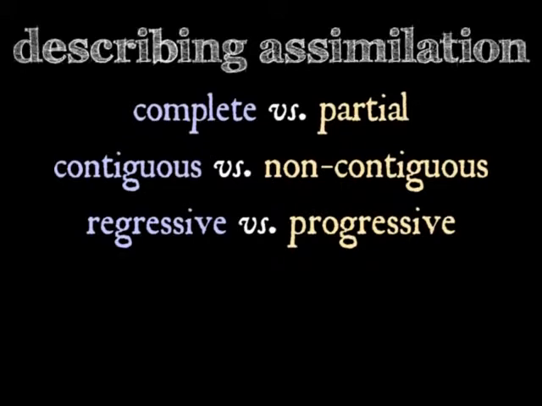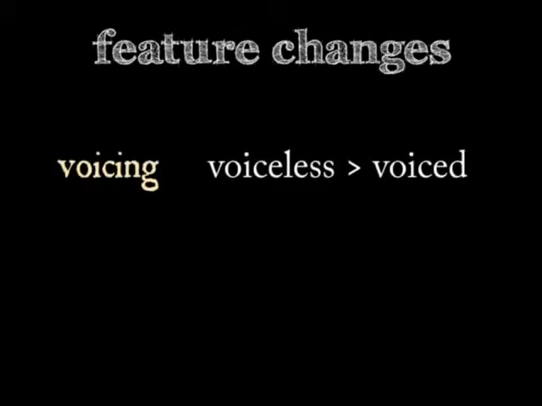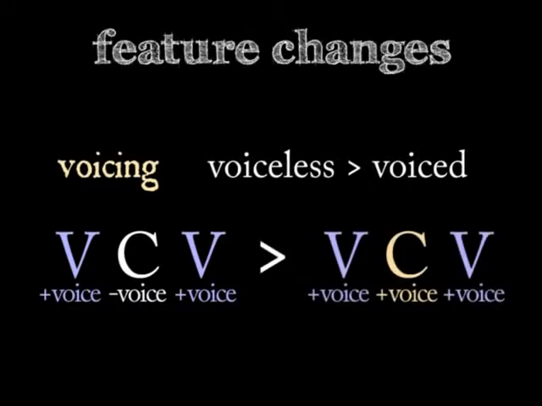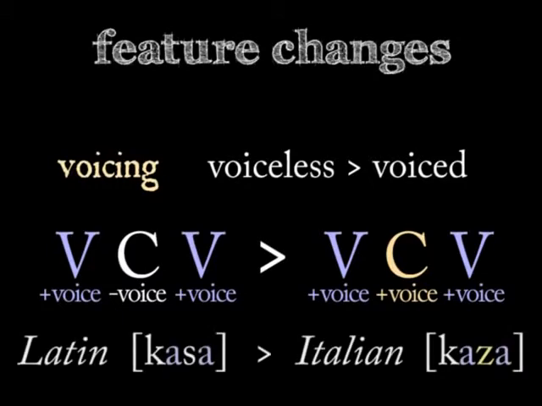We can also label assimilations by the features that are changed in the process. If the assimilating phoneme is originally voiceless, does it pick up the feature voice from the other sound? This sound change is called voicing. Nearly all vowels in human language are voiced. Consonants often become voiced between vowels. Some Italian speakers pronounce the phoneme s between two vowels as z, like in la mia casa, my house. The change from s to z is an instance of intervocalic voicing.